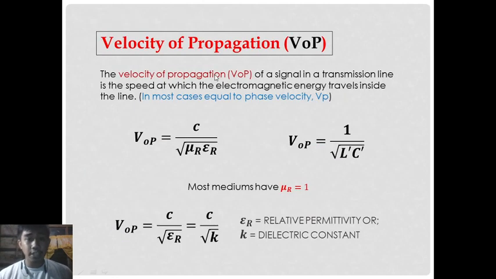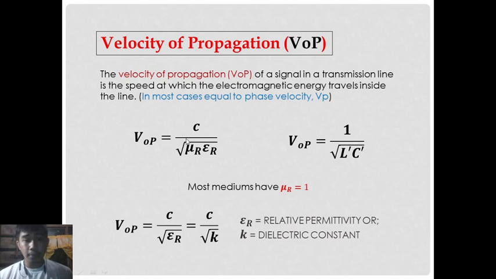The next parameter is the velocity of propagation, or the VOP. The velocity of propagation of a signal in a transmission line is the speed at which the electromagnetic energy travels inside the line. In most cases, it is equal to phase velocity, or VP. We will discuss this one later.